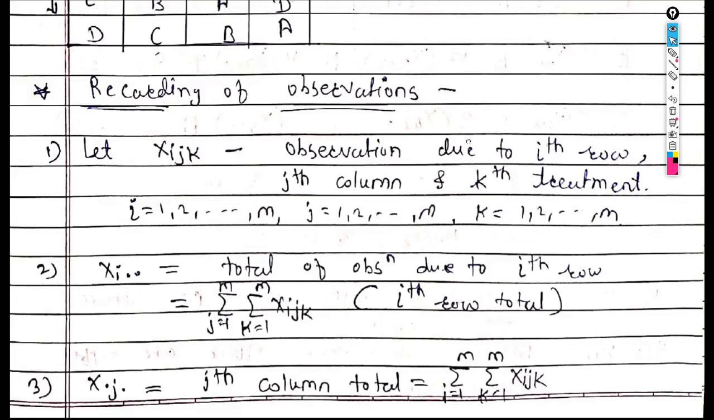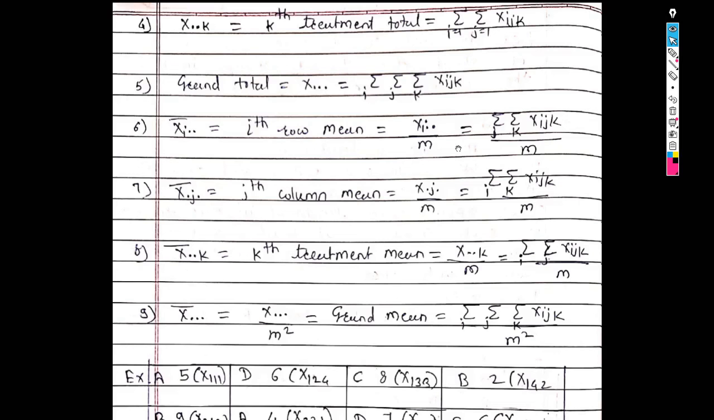Then the next one is the kth treatment total. So what is the kth treatment total? It is denoted by x_..k, which is nothing but the kth treatment total, and it is defined as summation over i, summation over j, x_ijk. The kth treatment total is nothing but the sum of all observations of the kth treatment. In this way, we get the kth treatment total.